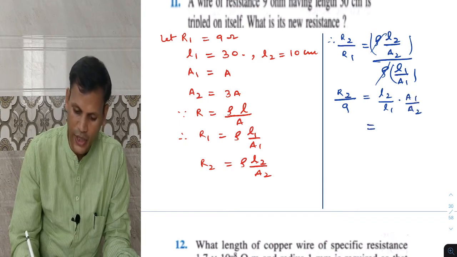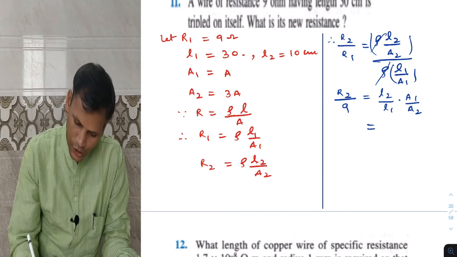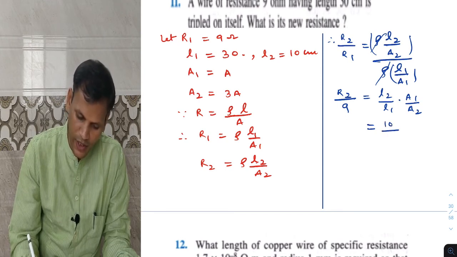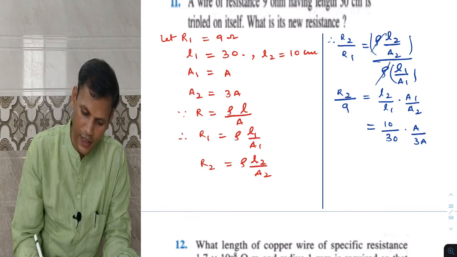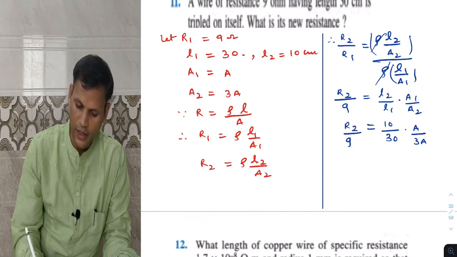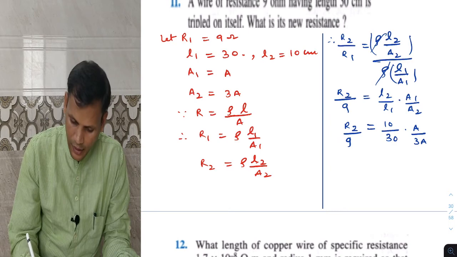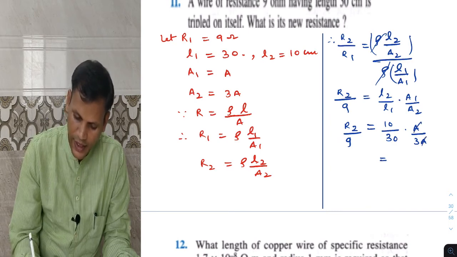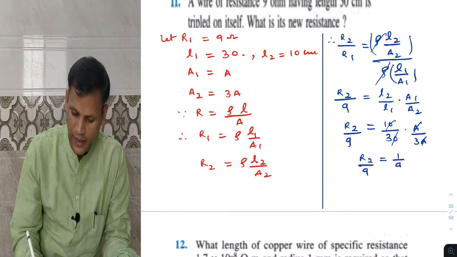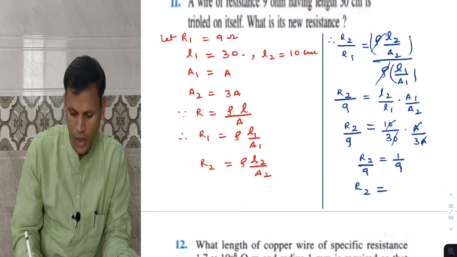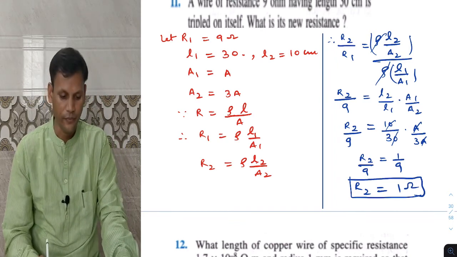So we can write L2 is 10 by L1 is 30 into A1 is A and A2 is 3A. It is R2 by 9. So this A gets cancelled, 30 cancels, 3 3s are 9. So R2 by 9 is equal to 1 by 9. So R2 will be 1 ohm. So resistance will be 1 ohm.